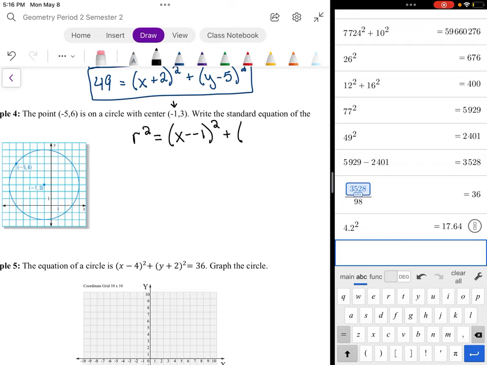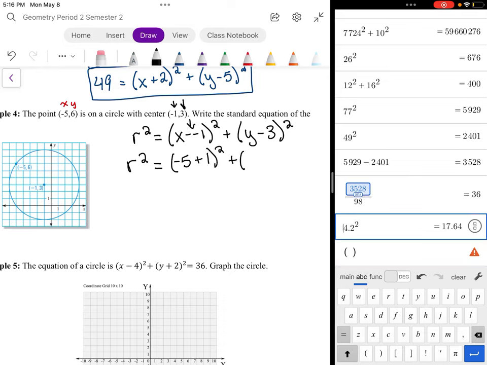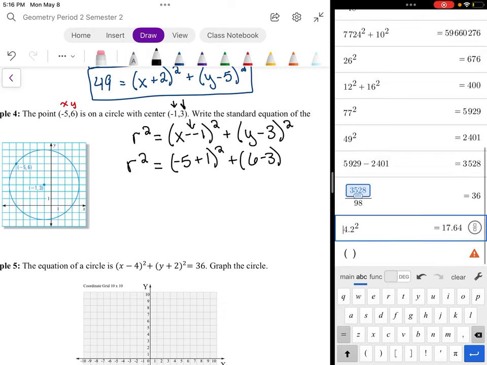x minus our k value plus y minus our h value. And don't forget that both sets of parentheses are squared. Then we're going to figure out what our radius is by plugging in our x and our y value. So we're going to have r squared equals x is -5. Because we're subtracting a negative, I'm just going to change it to +1. And then our y value is 6.